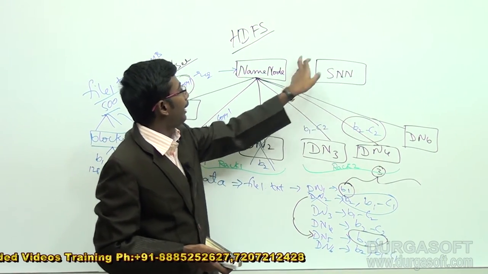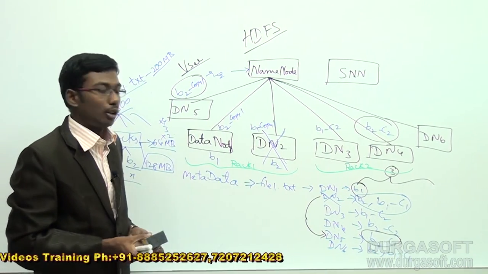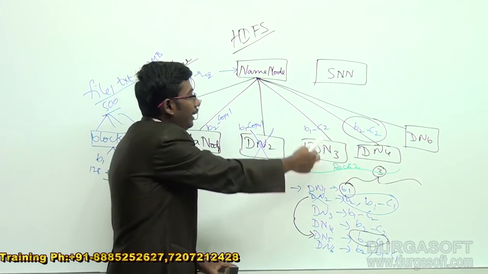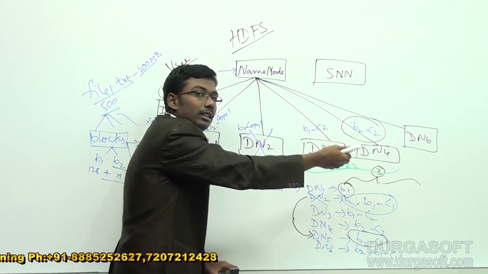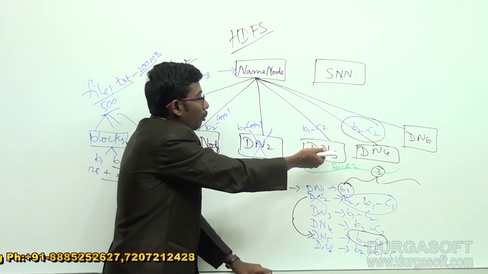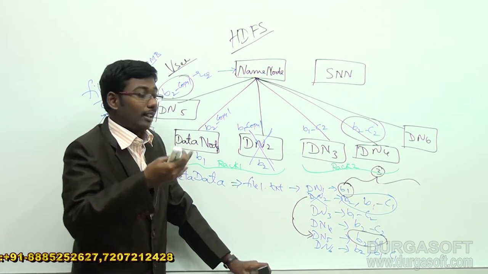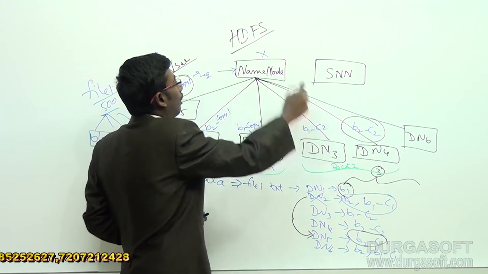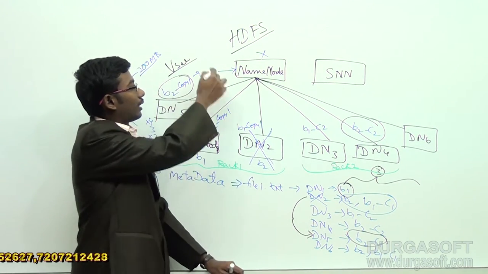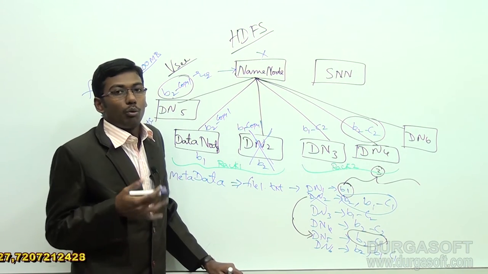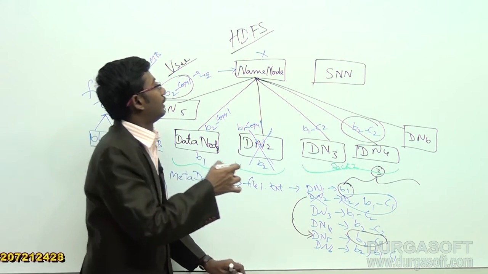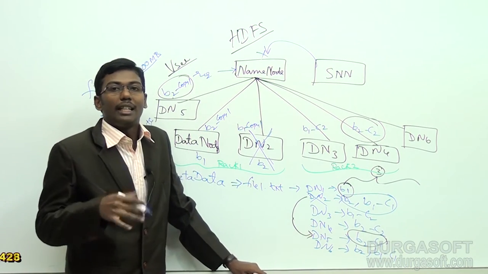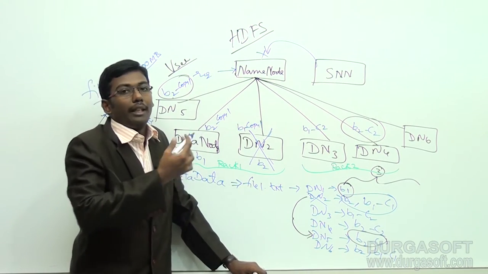What is the purpose of the secondary name node? Suppose any one of the data nodes goes down, we still keep dealing with it by taking the replicas from the other data nodes. But if suddenly the name node itself goes down and is not responding to the user requests, then the secondary name node comes into the picture and serves as the active name node.